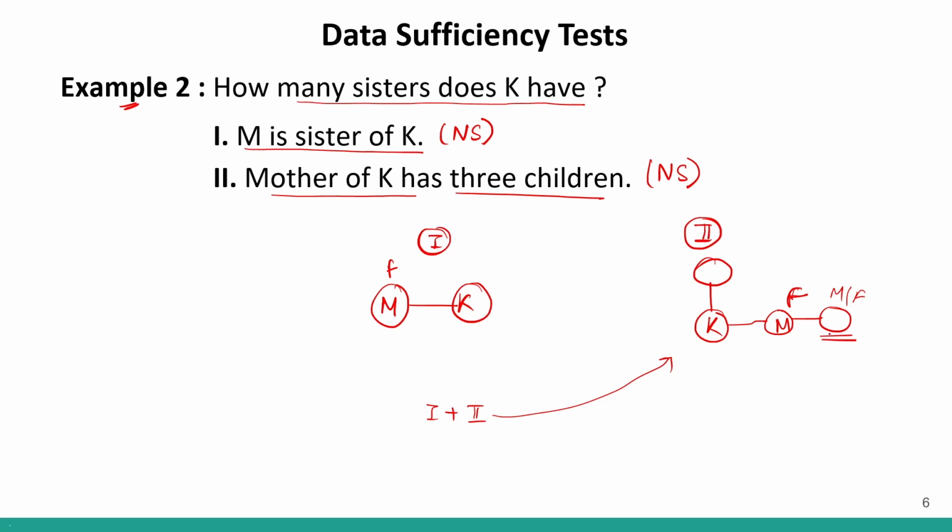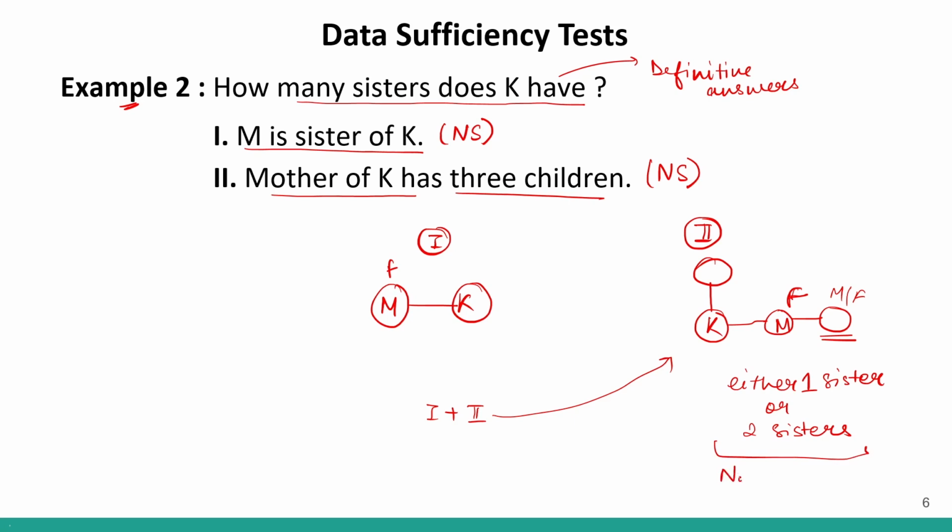But the third person over here, their gender is still unknown. So K can have either one sister or two sisters if this person is female. If this is a male, K can have one sister. I told you in data sufficiency, we look for definitive answers, correct? We have a possibility of either one sister or two sisters. So is this a definite answer? No, this is not a definitive answer.